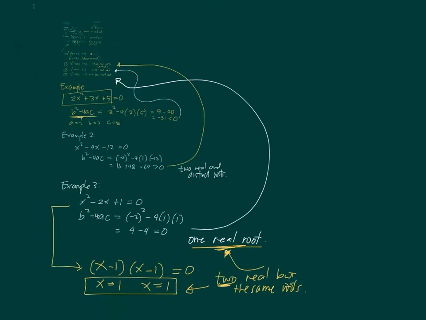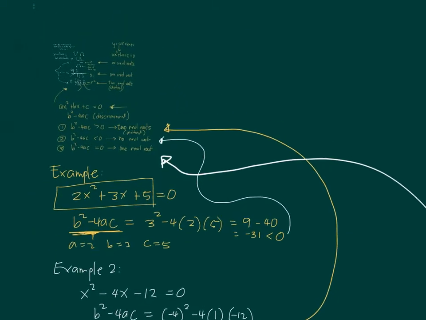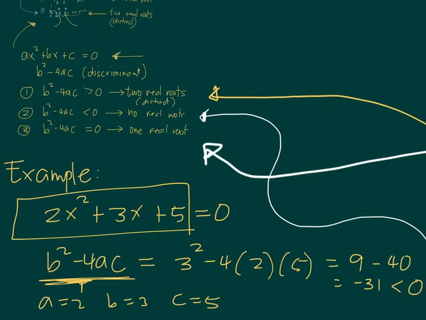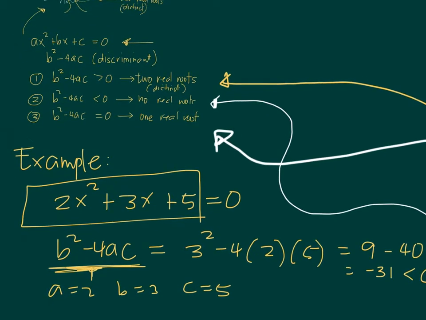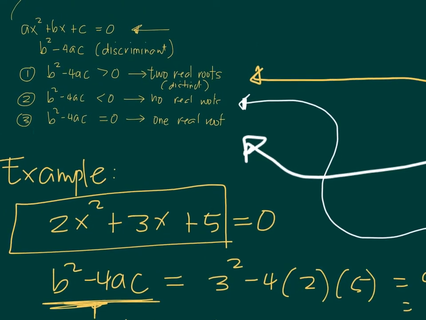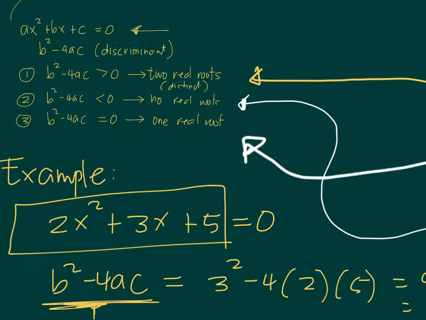So again, the rule in determining the nature of the roots is that when you look at b squared minus 4ac, what we call the discriminant, if the value is greater than 0, a positive number, we say two real and distinct roots. When b squared minus 4ac is less than 0, there are no real roots, that's a negative discriminant, and for b squared minus 4ac equal to 0, there's just one real root.